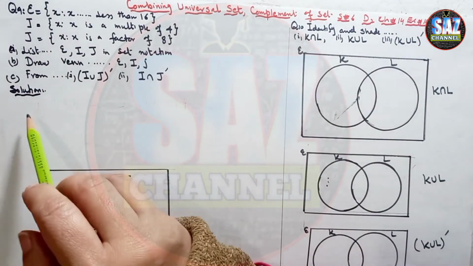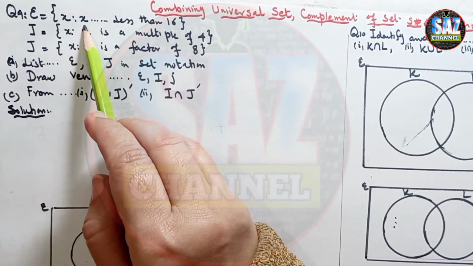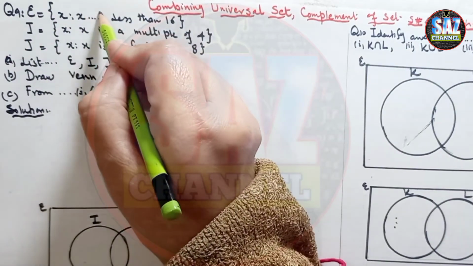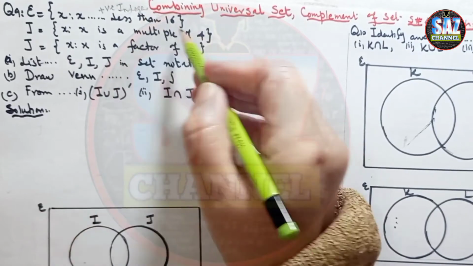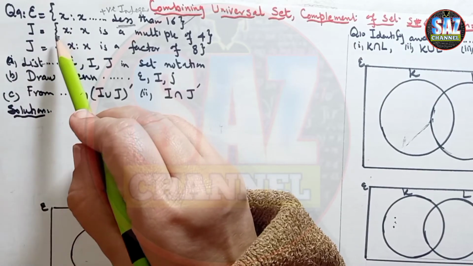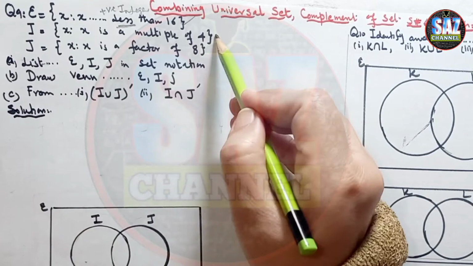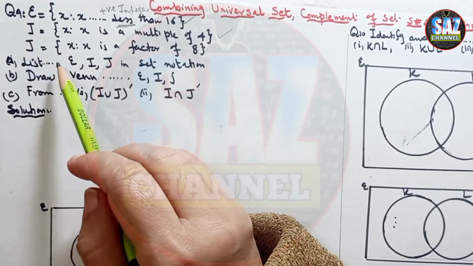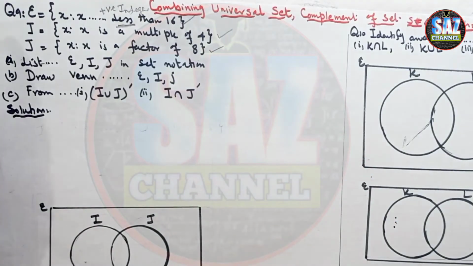Let me read the question from the book. Question says it's given that universal is the set of x such that x is a positive integer and it's less than 16, this is an important term, and then I is the set in which the definition of I is x such that x is a multiple of 4, and J is the set x such that x is a factor of 8. The first part is that we have to list the elements of universal, I and J in set notation.